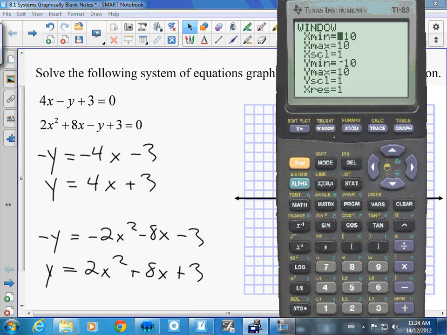So let's change the windows. I'm going to show you how to change the windows so you know how to do this. X min, X max, Y min, Y max. X scale and Y scale is how much it goes up by. It goes up by 1.